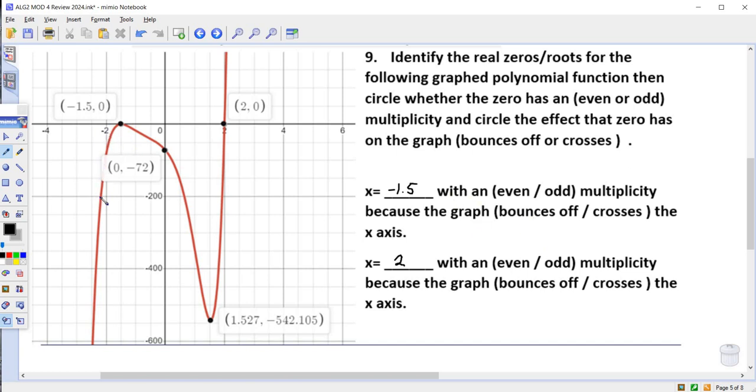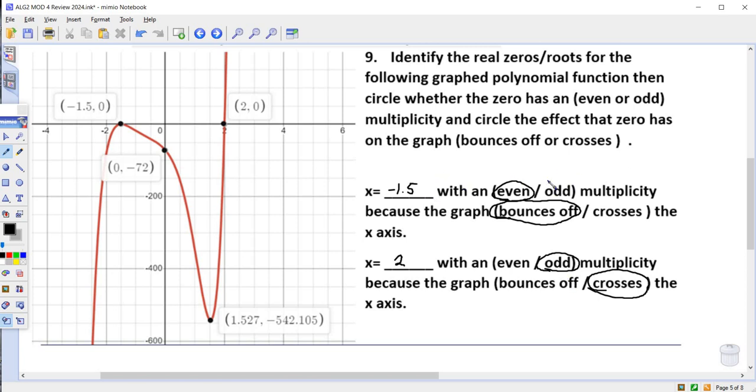Okay, so when your graph just touches the x-axis and bounces off, it's going towards the x-axis, but it doesn't cross over. It bounces off the x-axis. Then you have an even multiplicity. As opposed to over here, where x equals 2, we have a zero of 2. The graph is going towards the x-axis, and it just goes straight across, right at 2. That means we're going to have an odd multiplicity when the graph just crosses over the x-axis.